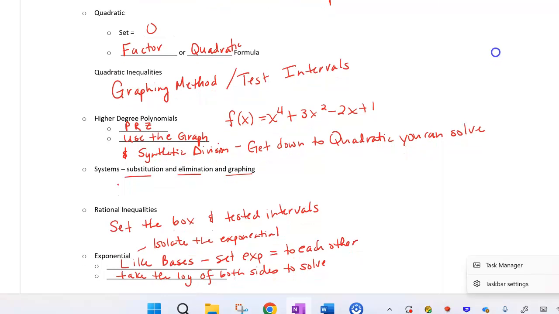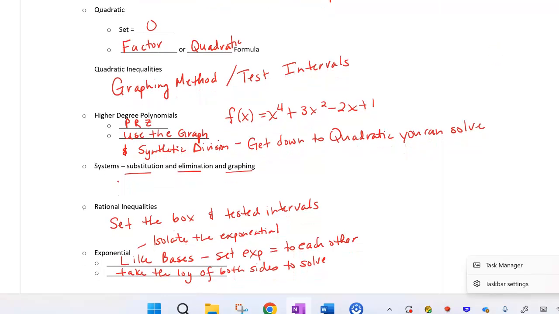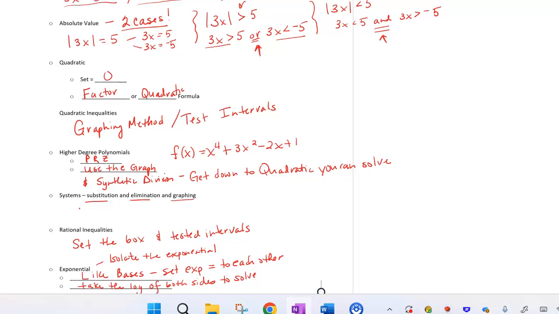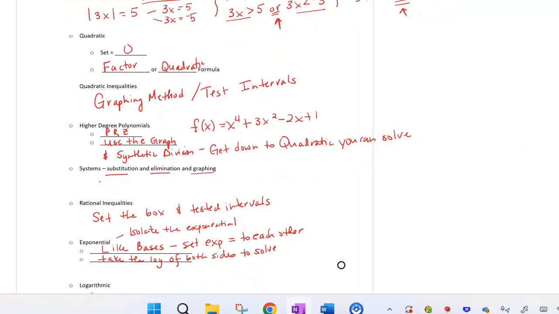Then we encountered quadratic equations. The two major ways we learned how to solve those were by factoring or using the quadratic formula. For both of those methods, you need to get the quadratic set equal to 0.